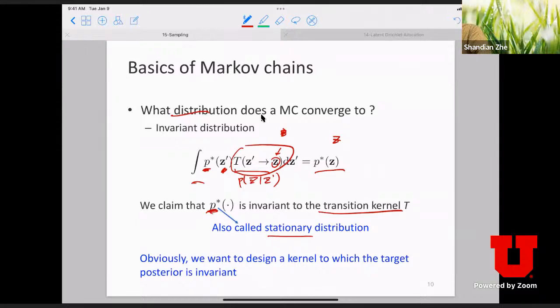So obviously, we want to design a transition kernel to which the target posterior is invariant, meaning that we want this P star to be the posterior distribution of Z given data. And then the problem is how to design such a transition kernel.